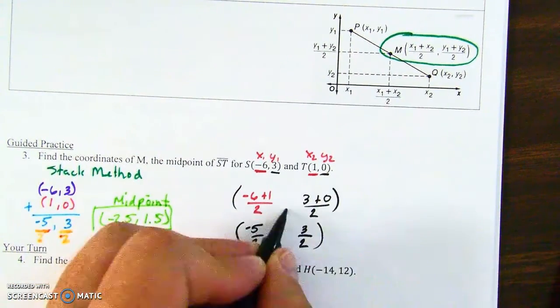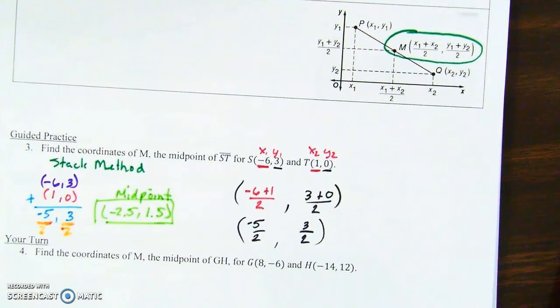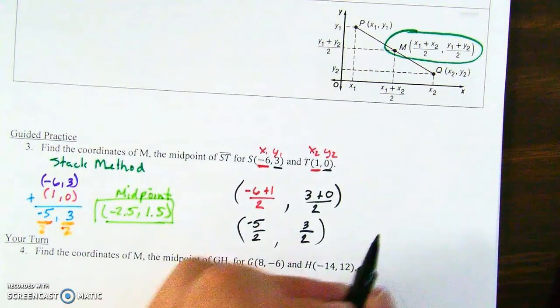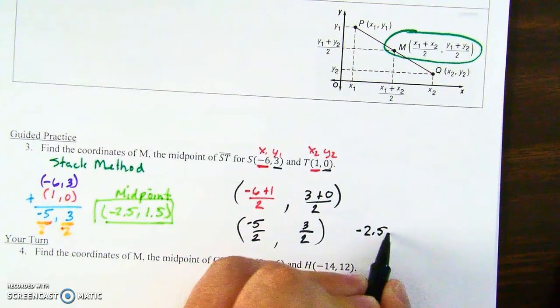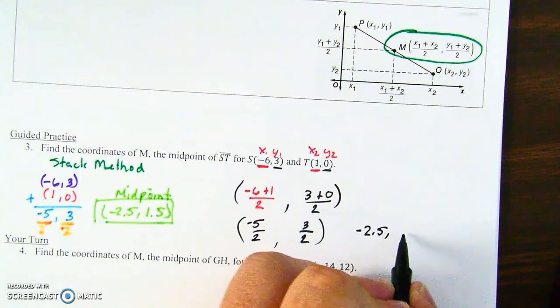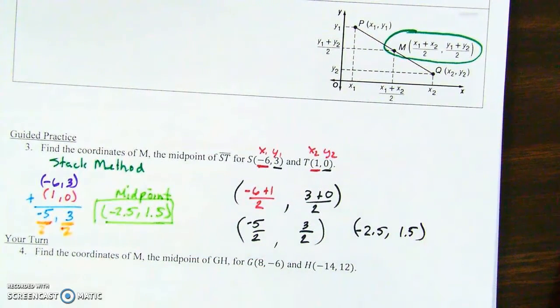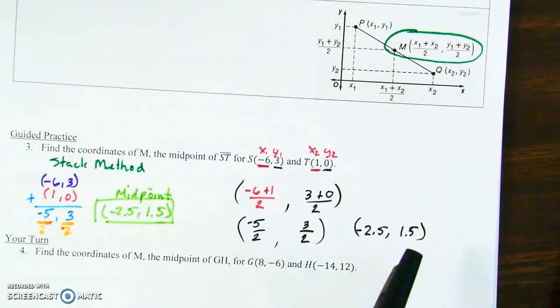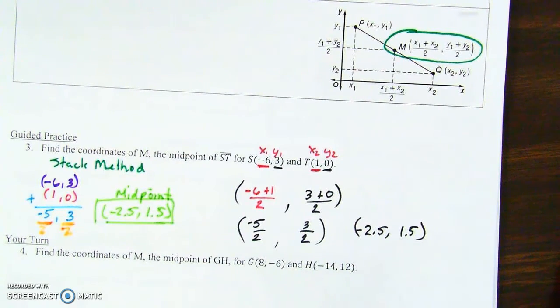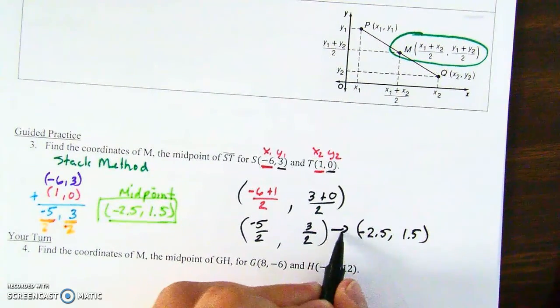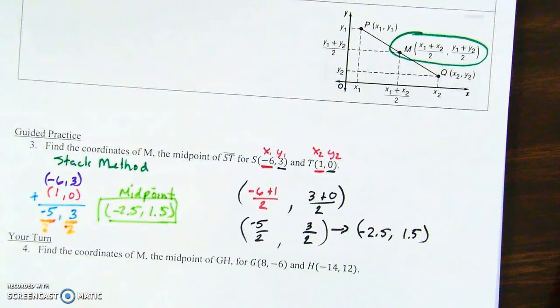If we wanted to put them in parentheses with a comma in between, does it match this over here? It does. We get negative 2.5 and positive 1.5 as our final answer. I'm not sure how the book does it. Sometimes they have you leave it in just this form or in this form. They may ask you to do it too. So whatever works. Okay? So your turn.